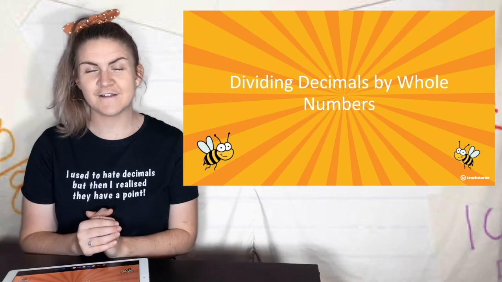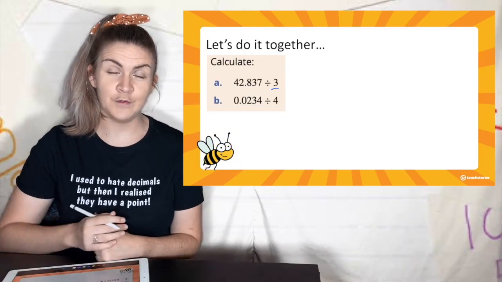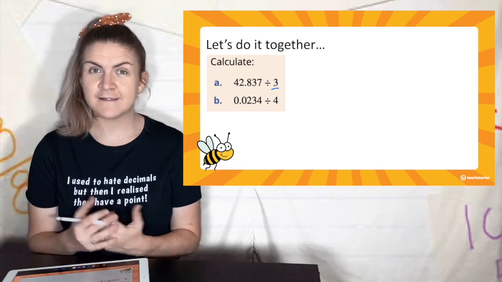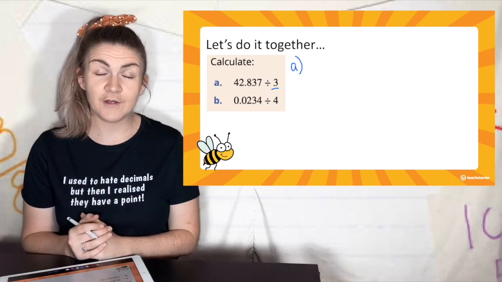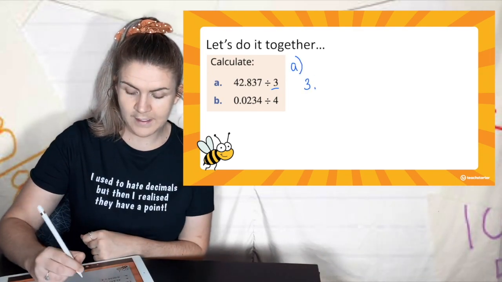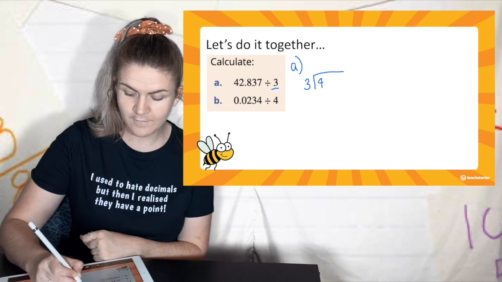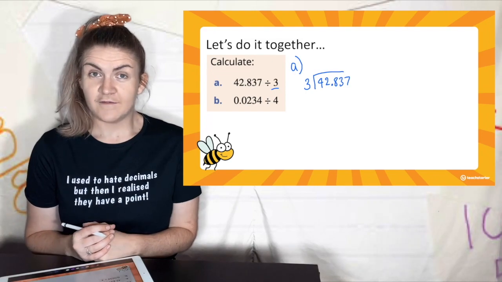So let's practice dividing decimals by whole numbers. First thing we need to check is that the divisor is a whole number. And because it is, that means we don't need to do anything else. We can just straight divide. So we're going to write our question out under the division bar. So I've got 3 divided into 42.837. Now I just divide like normal.